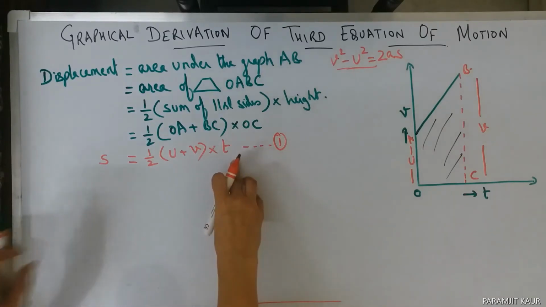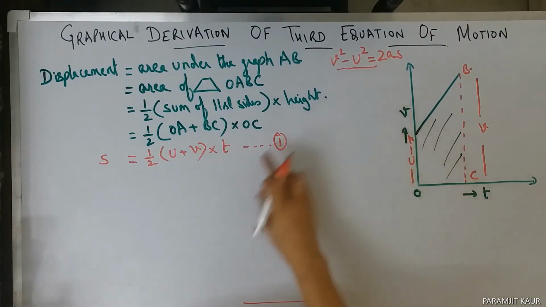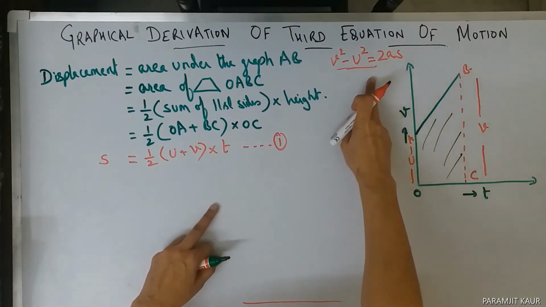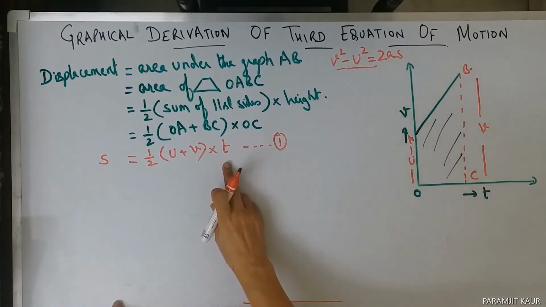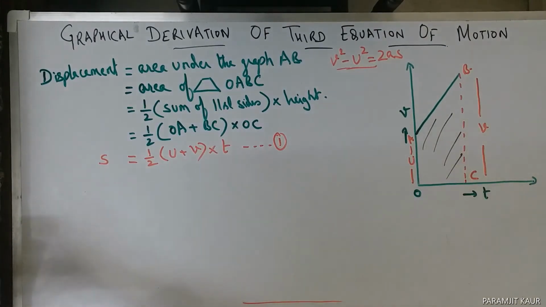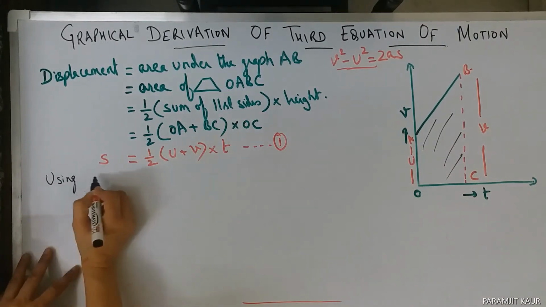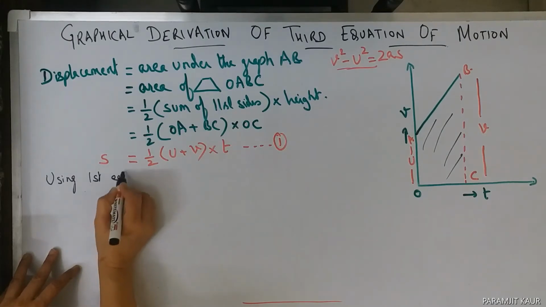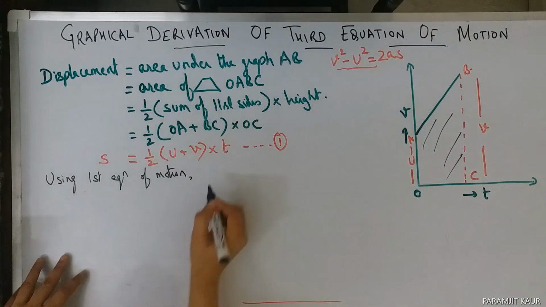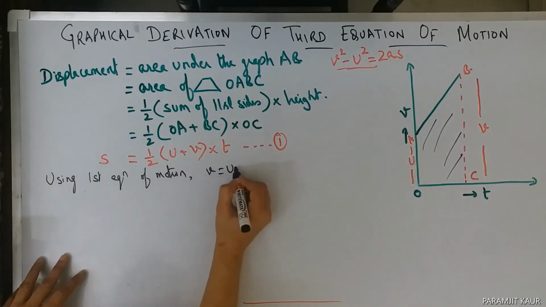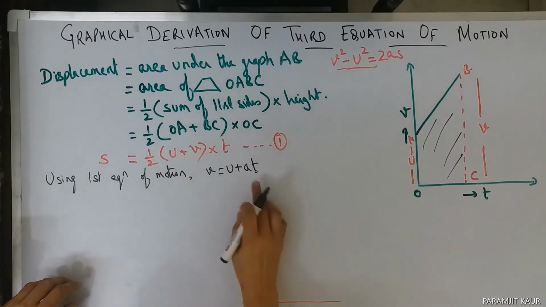Now if you look at equation number 1 and the final equation that we have to derive, you will find that there is no t term in the final equation. That means we need to eliminate t from here. Now how do we eliminate that? In order to eliminate, we will use the first equation of motion, that is v equal to u plus at. Now from here, I'll find out t.